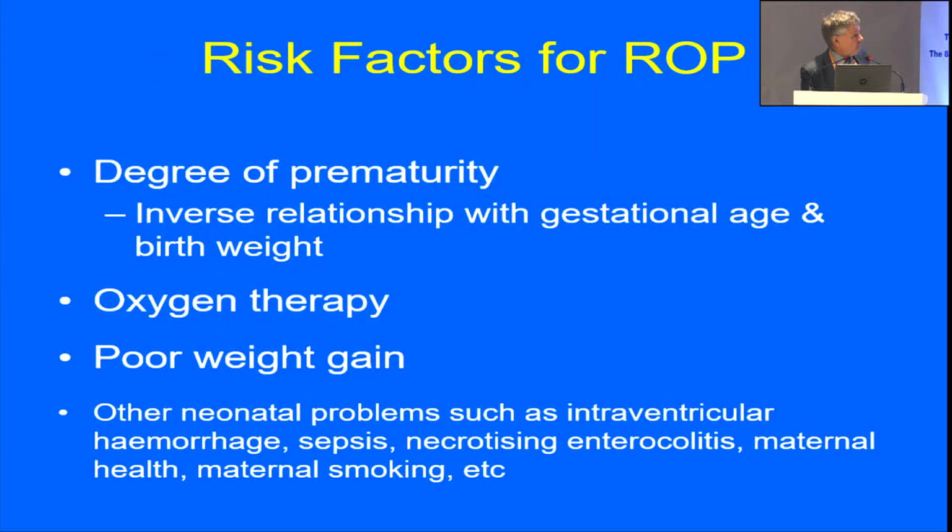So what are the risk factors for ROP? The degree of prematurity is important. I'm not sure what everyone else's experience is at the moment, but I'm starting to see babies of 22 weeks gestation considered to be salvageable, and they have an incredibly high risk of retinopathy of prematurity. So there's an inverse relationship between gestational age and birth weight and the risk of ROP. Oxygen therapy is another, particularly how it's administered early on, and the dosages and the saturations that are aimed for a little later. Poor weight gain is another big risk factor. There are a whole lot of others that are not quite so relevant.